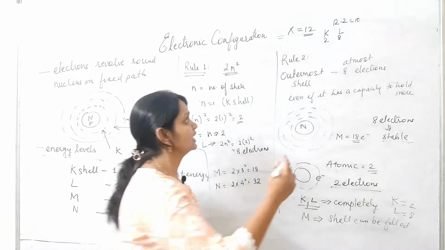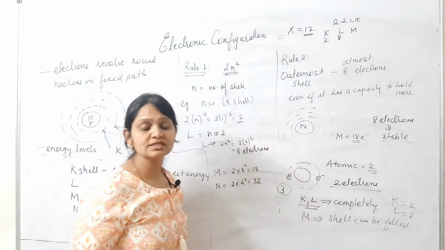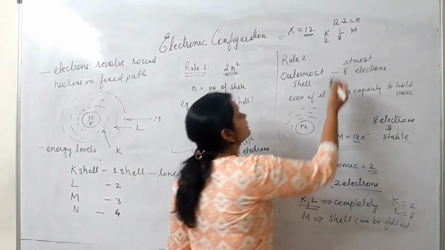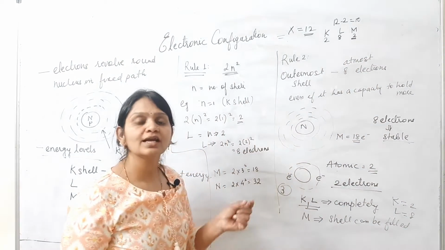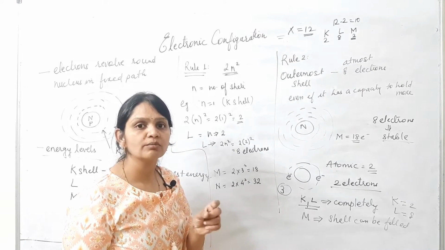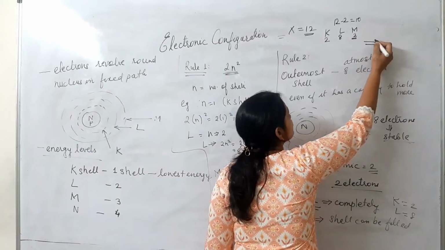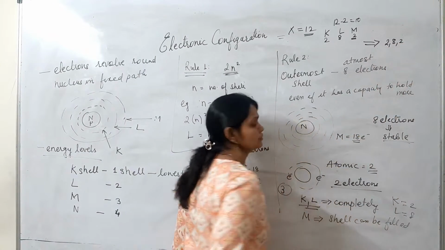The next shell is the M shell. The number of electrons left with us is 2. So, the M shell will contain 2 electrons. So, the electronic configuration of an element with atomic number 12 is given as 2, 8, 2.